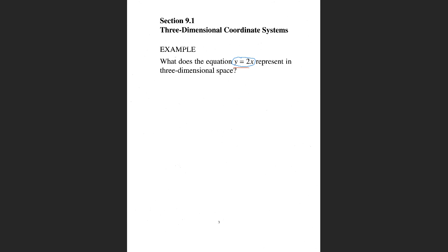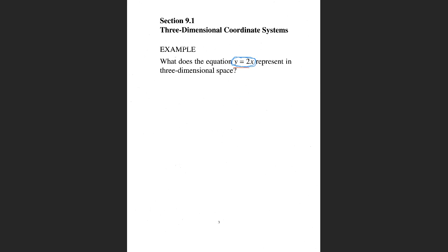Let's see here. So what's missing from the equation? Z. Okay, so what's that tell us about Z? Eric says there are no Z values, in other words, we're not saying anything about Z.